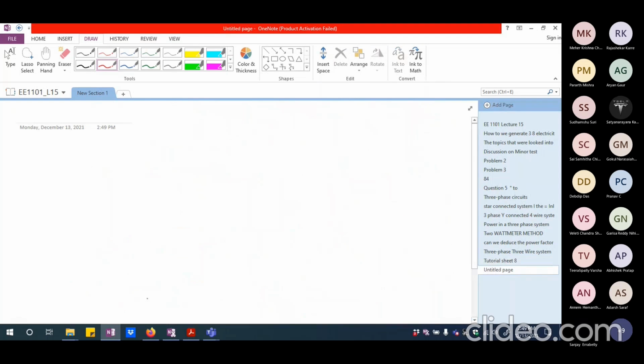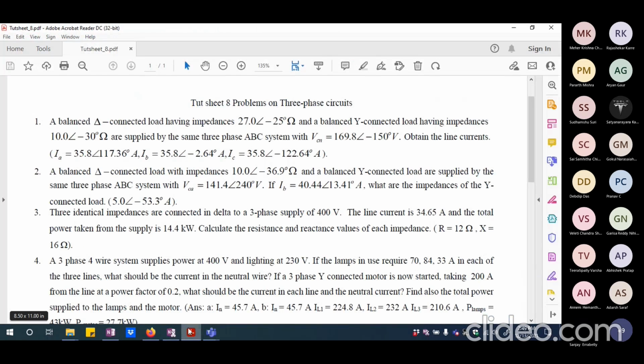So let me look at the second problem from here. A balanced delta connected load with impedances 10 angle minus 36.9 degree and a balanced Y connected load are supplied by the same three-phase ABC system with VCA. Please note this is line-to-line voltage. VCA is 141.4 angle 240 volts. So if I know VCA, I should be able to definitely get VAC. VAC will be exactly 180 degrees away from this.